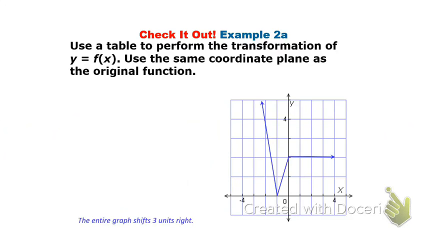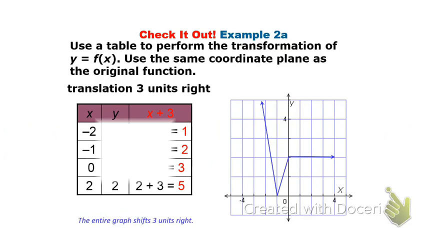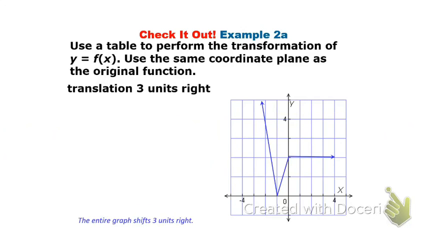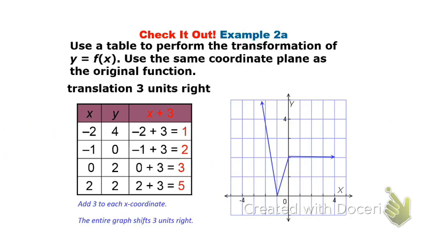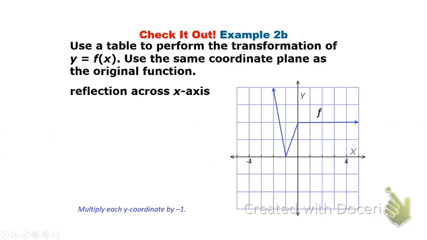All right, let's take a look at our next one. We're going to do a translation again, but this time we're going to move to the right. If I'm going to move to the right or to the left, now I'm focusing on the x-axis. So if we're going to move to the right, we're going to affect the x-coordinate. Okay? So let's make up a table again. This time we're going to affect the x-coordinate. So we're over here at -2 and 4. I did it again. Hold on.